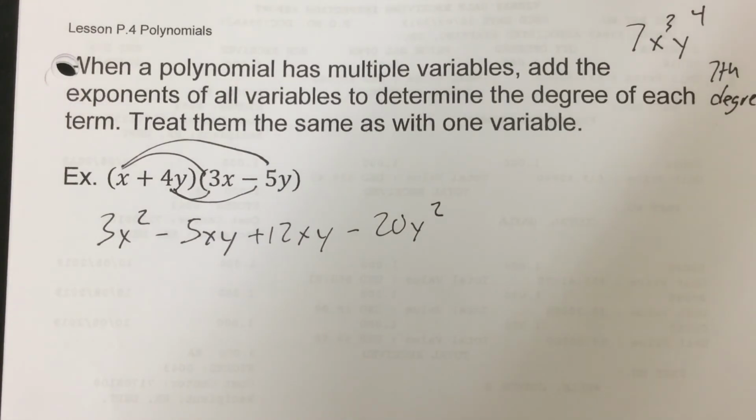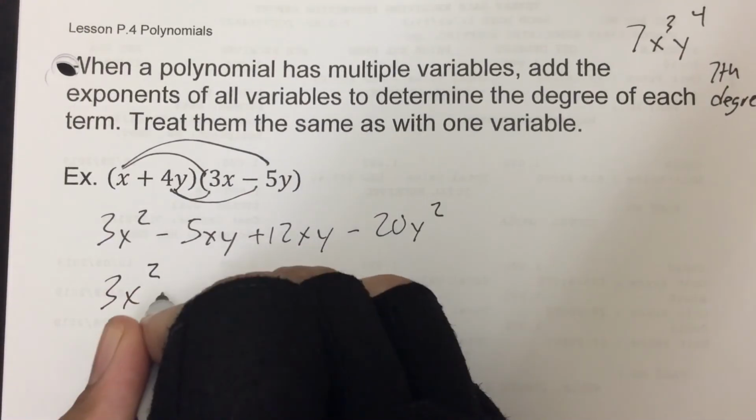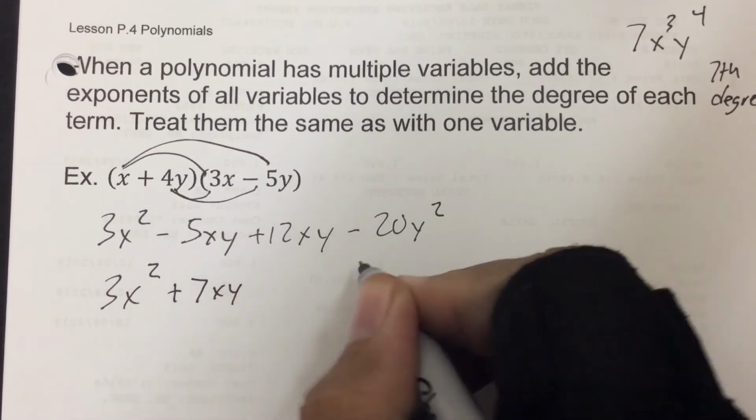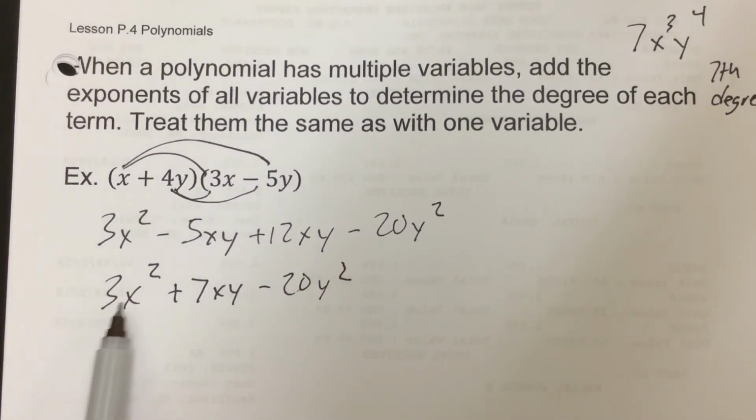So normally when we have a single variable, we do descending order. When we have multiple variables, you're still going to do that. You just pick one variable to do. So if we want to stick with x, we would still write the x squareds first, then the x's, and then no x's on down. So 3x squared, minus 5 and plus 12 would be a plus 7xy. And then the minus 20y squared. So it's still in descending order according to x in this case. And we could have done it with y as well. You can do either one when you get to that.